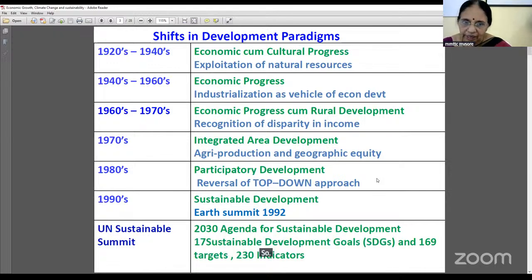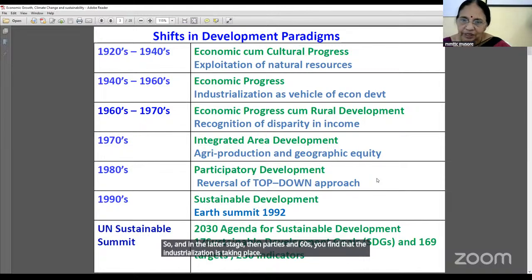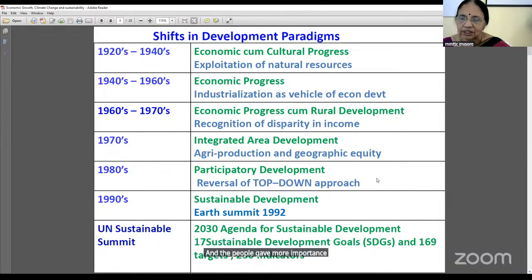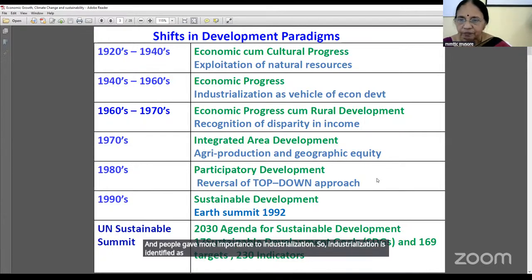In the later stage, in the 40s and 60s, you find that industrialization has taken place and people gave more importance to industrialization. Industrialization is identified as a vehicle for economic development. So that was the paradigm.